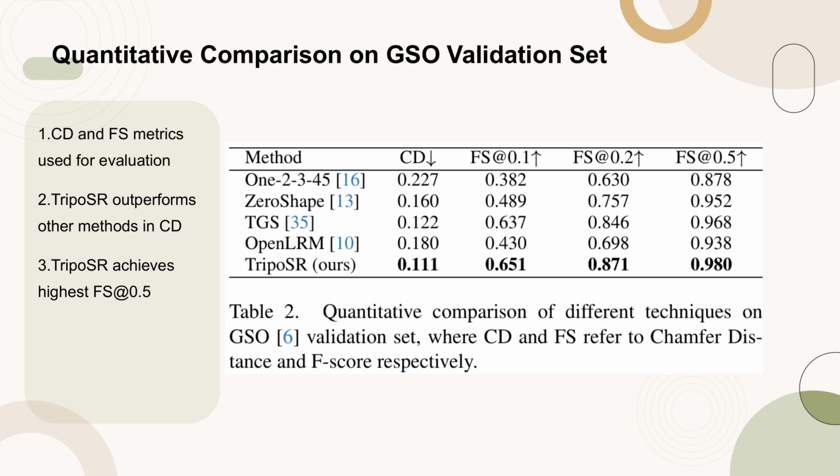Table 2 presents a quantitative comparison of various techniques on the GSO validation set, focusing on chamfer distance, CD, and F-score, FS. The data reveals that TripoSR achieves the lowest CD, indicating superior reconstruction accuracy. Additionally, TripoSR attains the highest F-score at 0.5, demonstrating its effectiveness in capturing object details and overall shape fidelity.